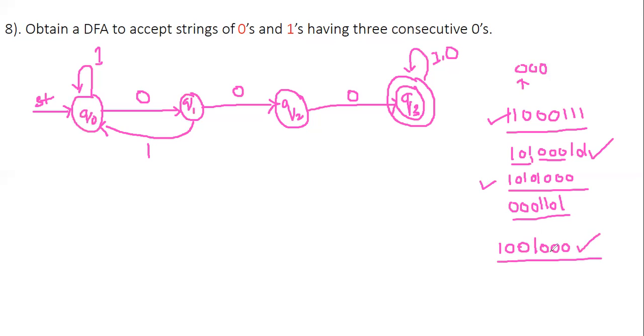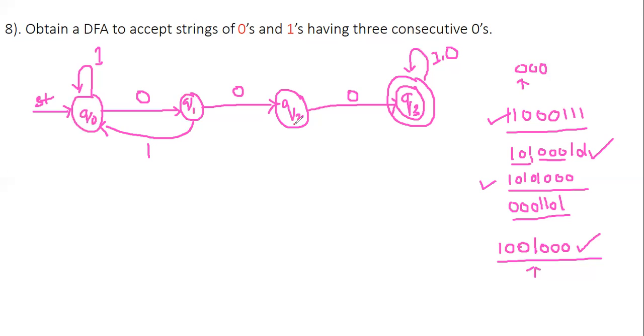Because it is having 3 consecutive zeros. Now, 1 0 0. Okay, you are in which state? Q2 exactly. What is the next input? Next input is 1 exactly. Okay, so now what I should do with this transition for 1?